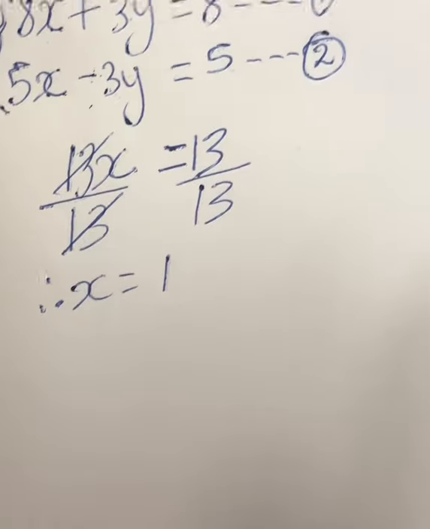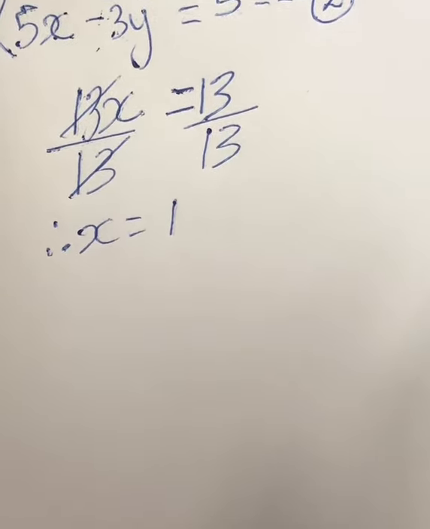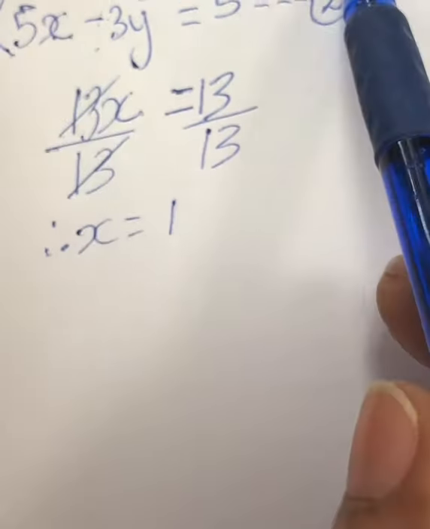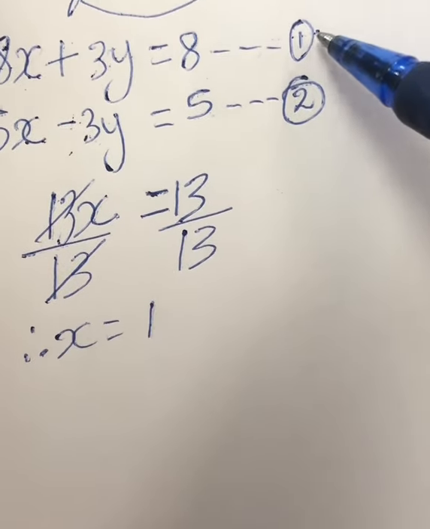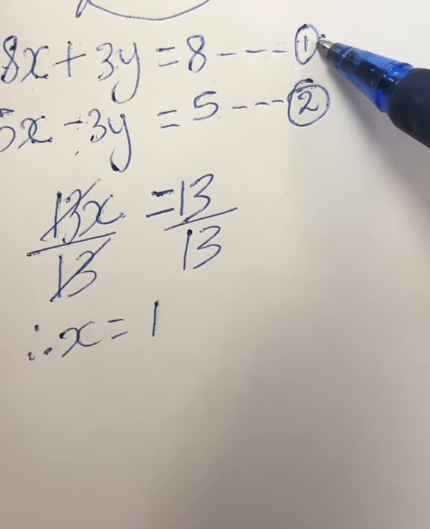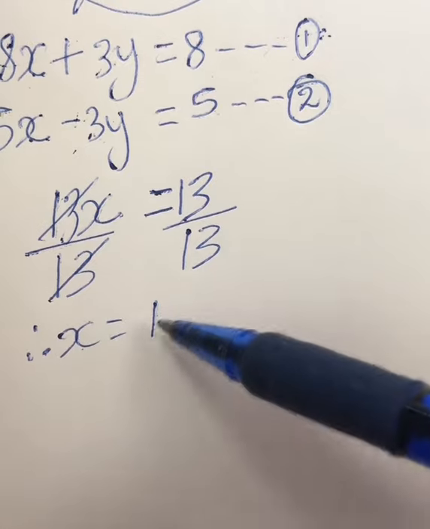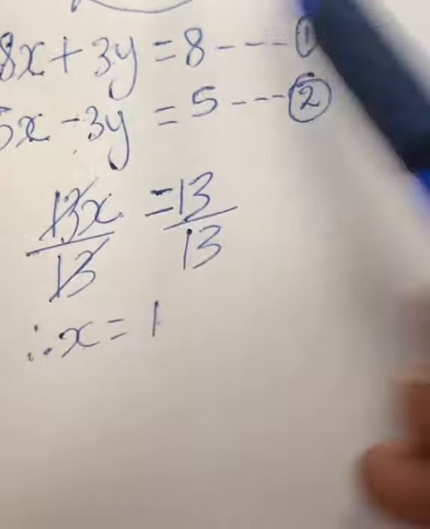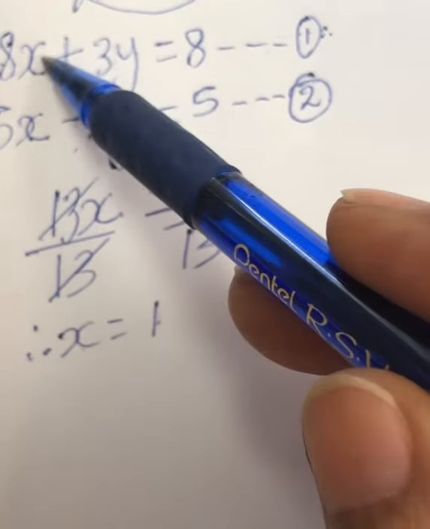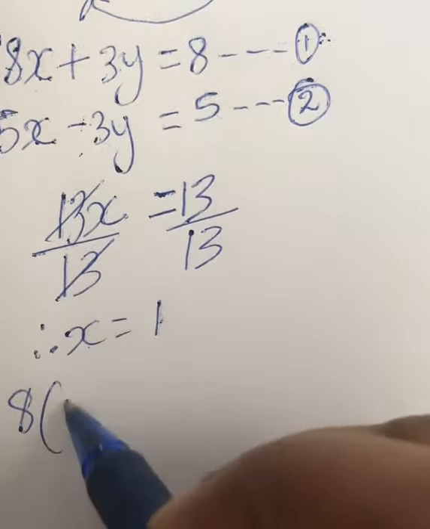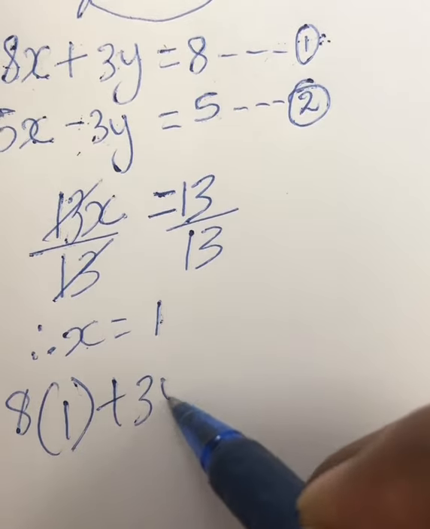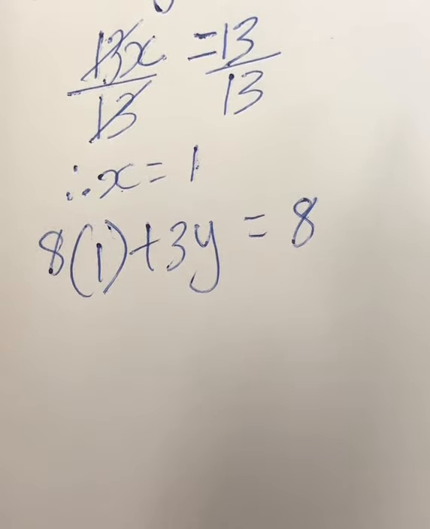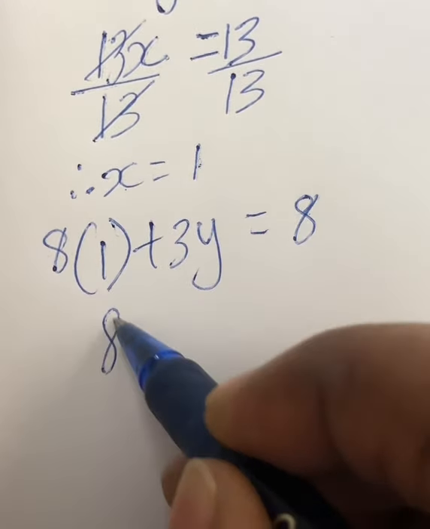Let us look at the y. We substitute x is equal to 1 in any of our equations. I'm going to use equation 1. Good. Now using equation 1, I am substituting x equals to 1. So I have 8 and then I have x. So I'm going to multiply 8 by 1. Then I'm adding 3y and all of that is equal to 8. 8 by 1 is 8.